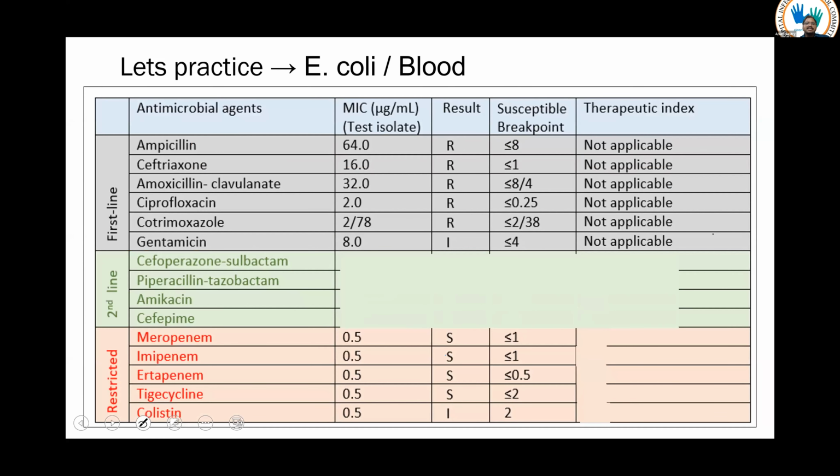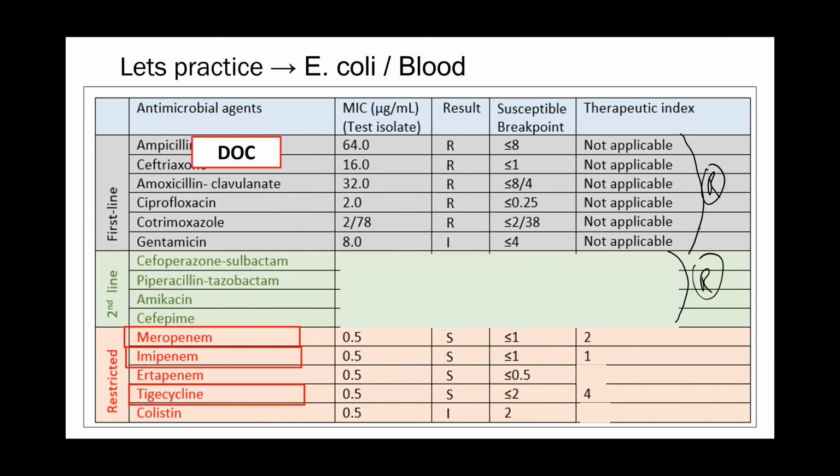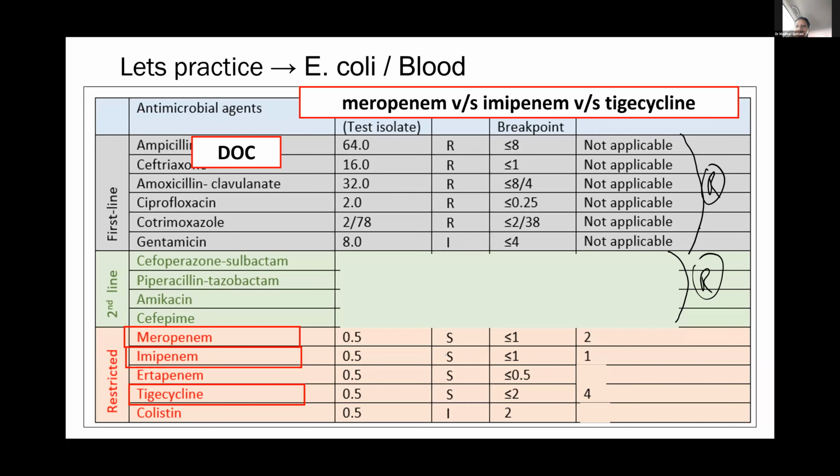Similarly, in a situation where all my first lines are resistant and all my second lines are resistant, my clinician wants to know whether I should go for meropenem, imipenem, or tigecycline. Going with the therapeutic index, they have values of 2, 1, and 4 respectively. Tigecycline? Meropenem. Tigecycline can't be used for bloodstream infections. It is a reserved drug. So even in the same line, you should not jump directly to the higher therapeutic index. There are certain rules to be applied.